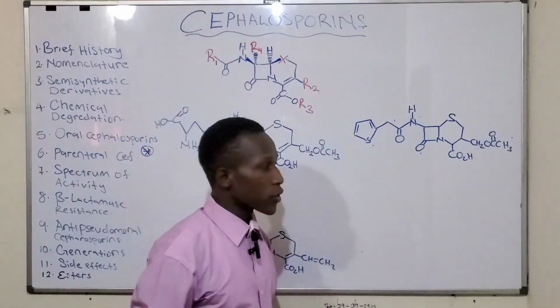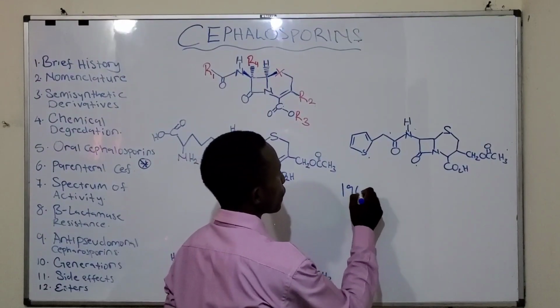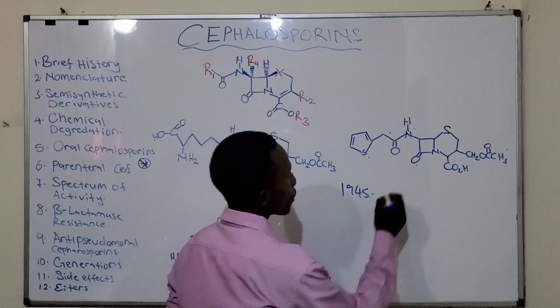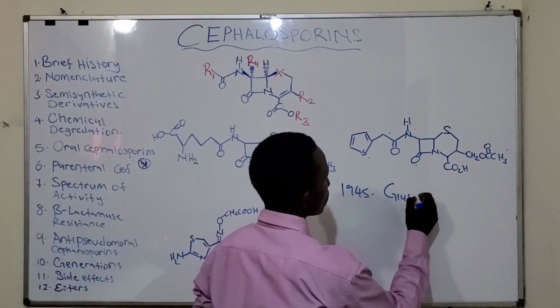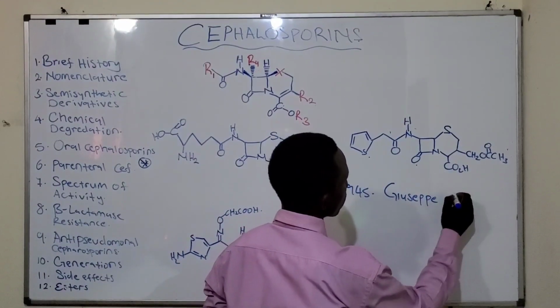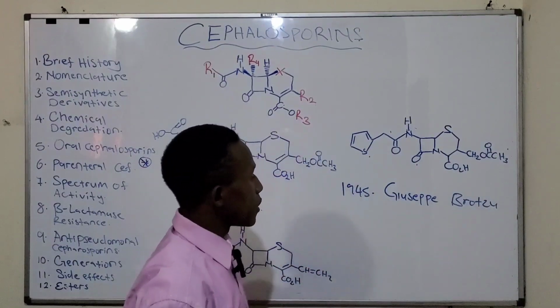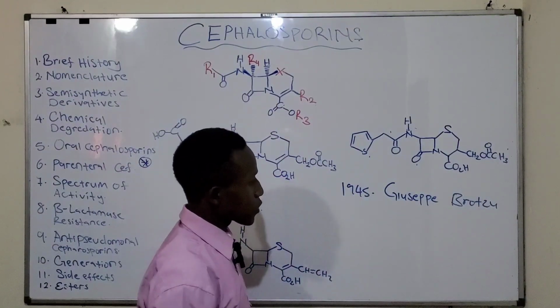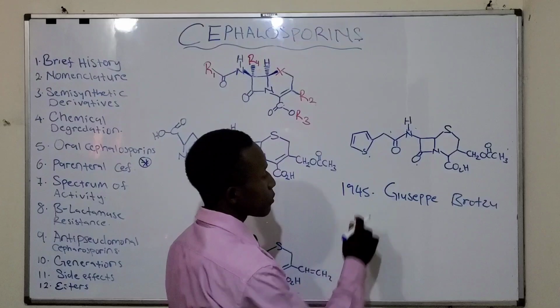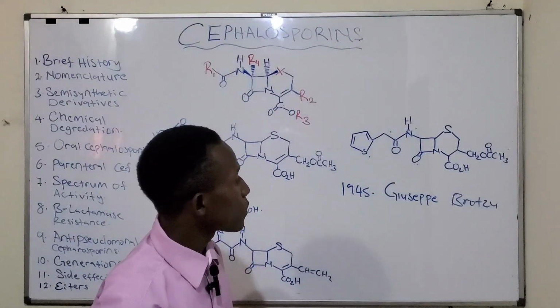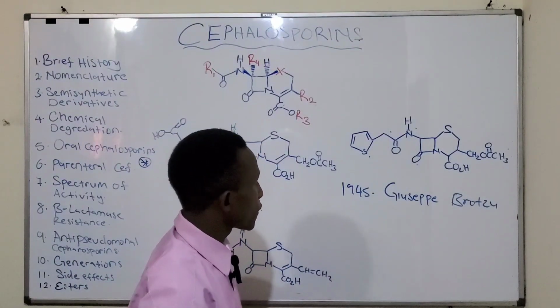So let's begin with the history. In 1945, the guy called Brotzu discovered that the culture of Cephalosporium acremonium was able to inhibit a wide variety of gram-positive and gram-negative bacteria.